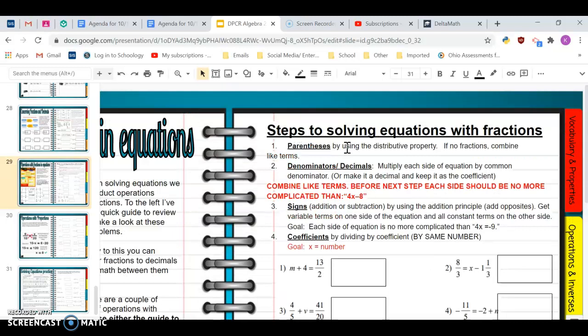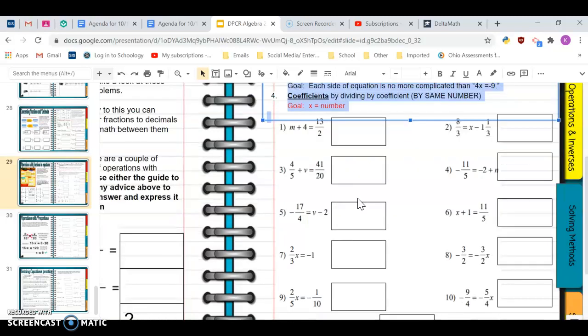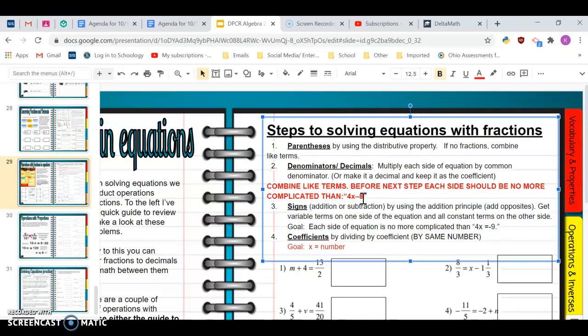First off, if you got any parentheses, get rid of those by using the distributive property. If there's no fractions, combine like terms. If you have any denominators or decimals, you need to multiply each side of the equation by the common denominator, or make that denominator into a decimal and just leave it as a coefficient and do the math like you would normally.